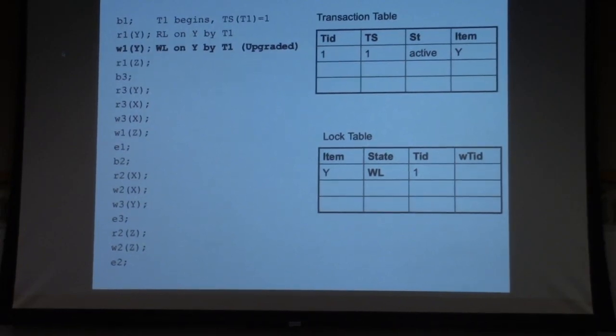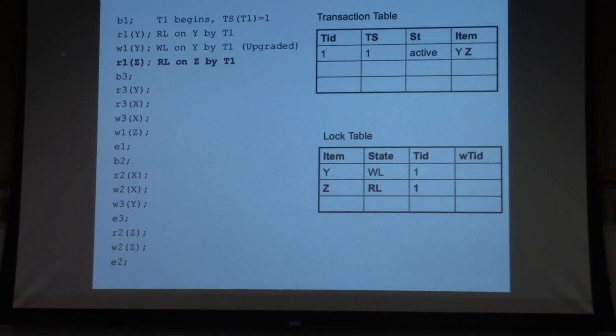No problem so far. Then transaction 1 also reads another data item. Yes, you can do that. So there's no conflict so far because it's the same transaction. So we can add to the lock table. See, it's a read lock, transaction ID 1. Also, we need to add the item to the transaction table. So far, no problem, no conflict, no issue.